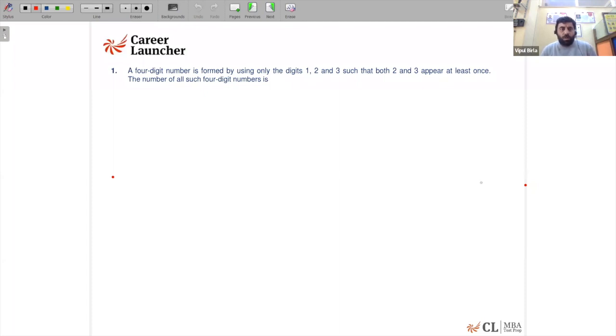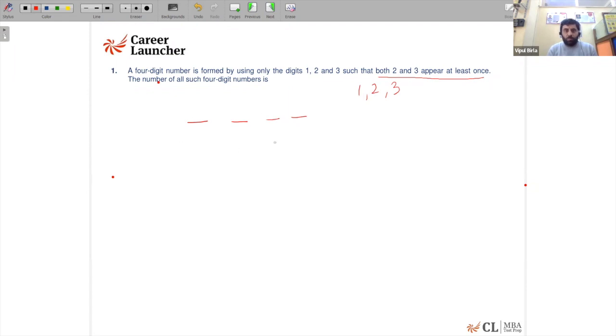So here's question number 1. A 4-digit number is formed by using only the digits 1, 2 and 3 such that both 2 and 3 appear at least once. The number of all such 4-digit numbers is... So we need to make a 4-digit number. The digits that we have are 1, 2 and 3, and they have stated that both 2 and 3 appear at least once.